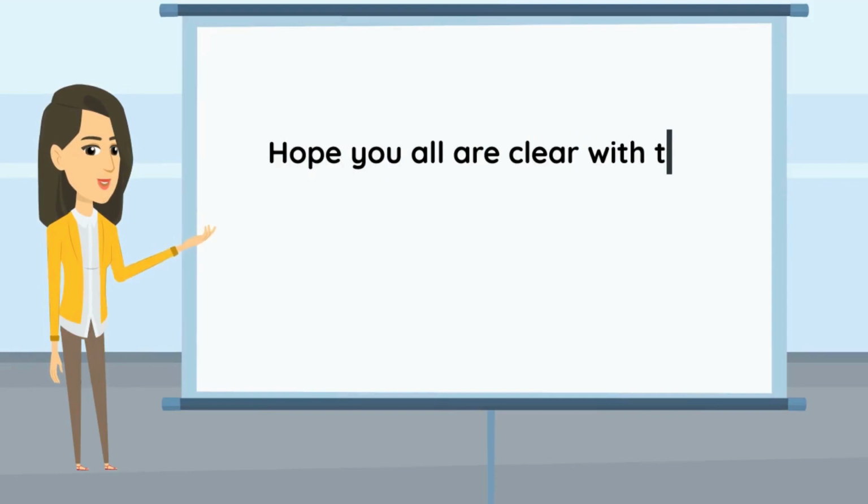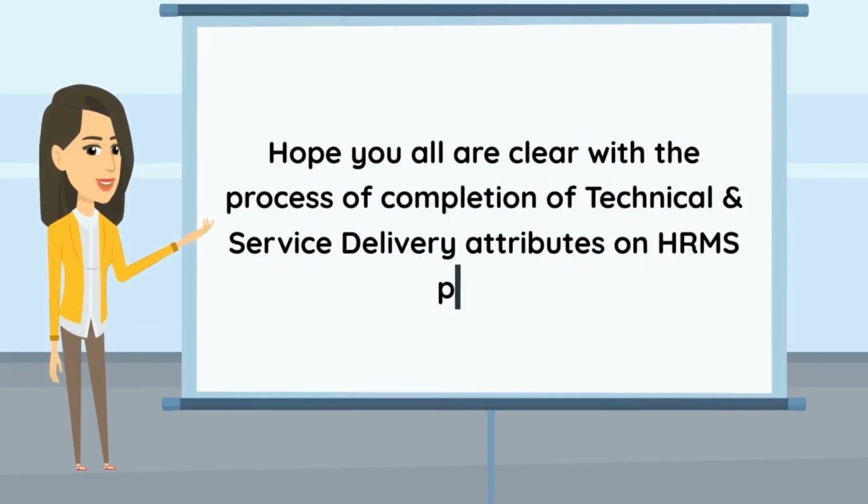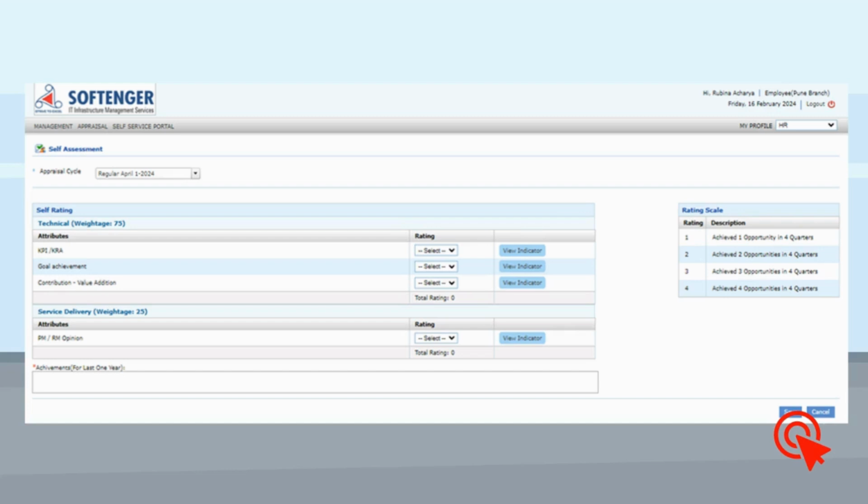Hope you all are clear with the process of completion of technical and service delivery attributes on the HRMS portal. Now, the last part is to mention your achievements for the last 1 year. Here, employees need to mention their accomplishments or achievements for the last year. For example, any appreciations received throughout the year, if you have been nominated for the Spot Awards, or any other achievements where your contributions have made a positive outcome. On completion, please click on Save at the bottom of the page to submit your self-assessment.